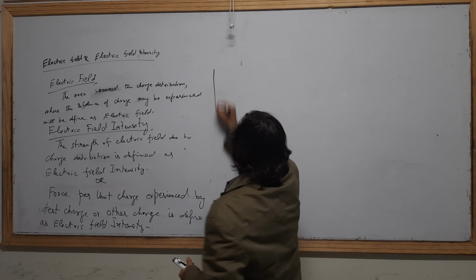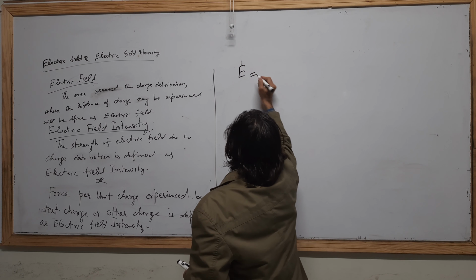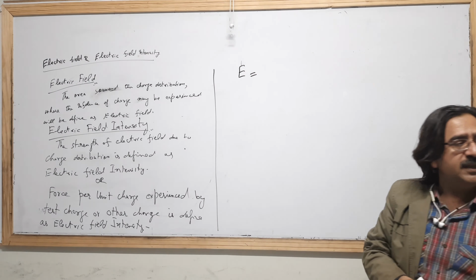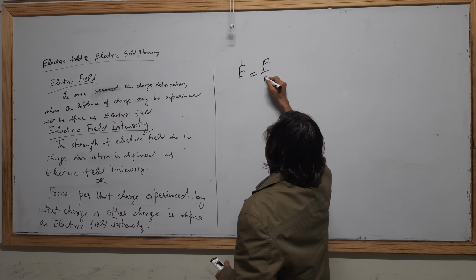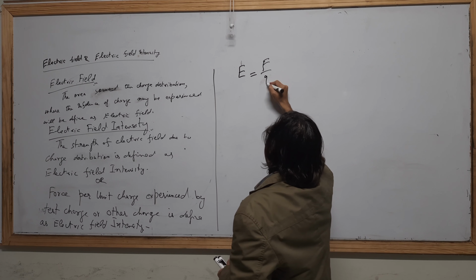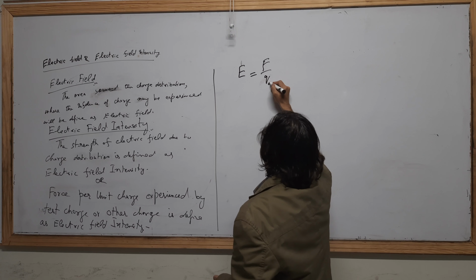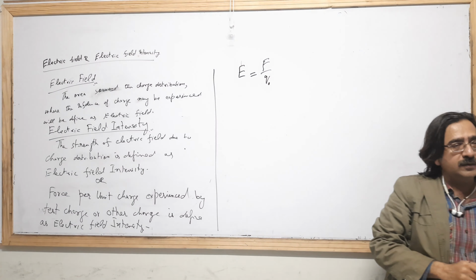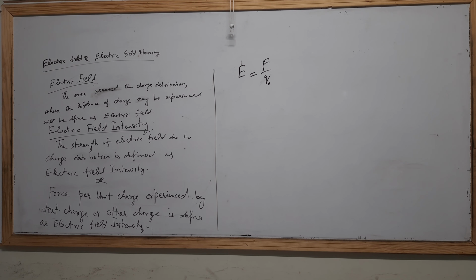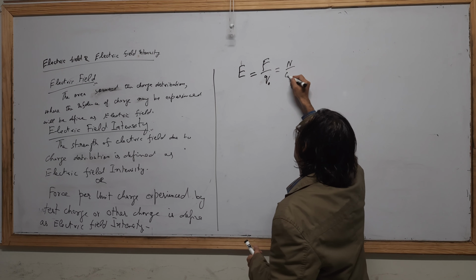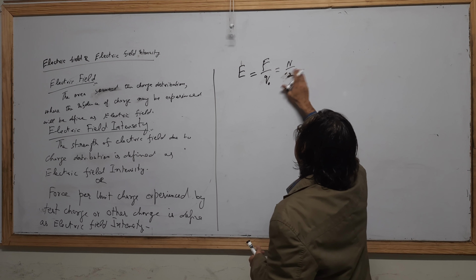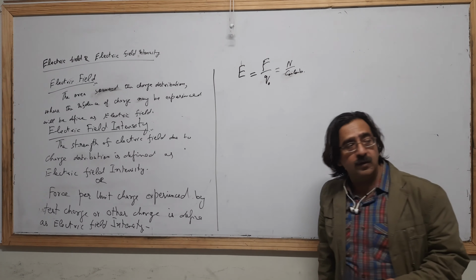So what will be the electric field? That will be equal to force per unit charge. If you say that is Q naught, that will be defined as electric field intensity. And what will be the unit? Unit will be Newton per coulomb. Okay, Newton per coulomb.